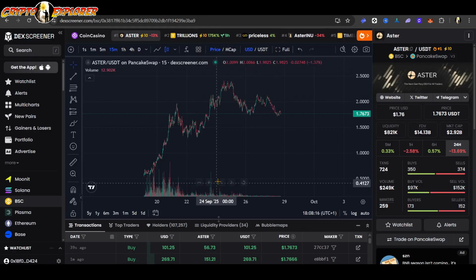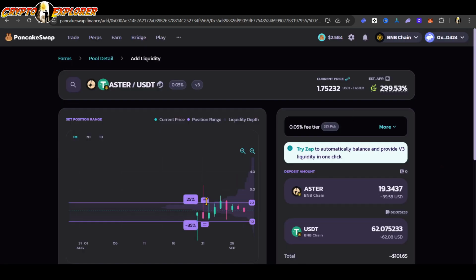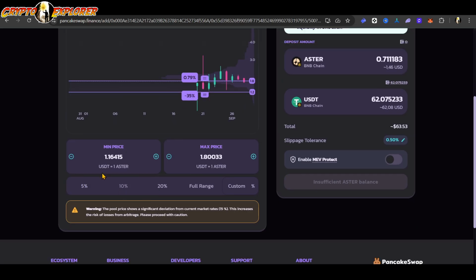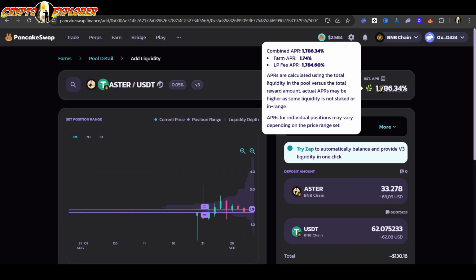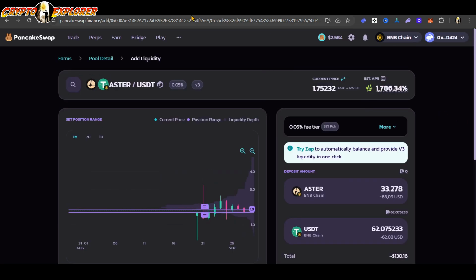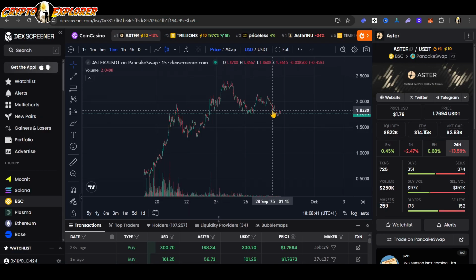Now optimally, what you want to do is have a wide enough range that will catch all of this volatility. It can be quite tempting to set up a very tight range that will have an insane APR. So for example, if we go with 5.5, overall 10%, you see it goes up to 4 digits APR. But the downside of that is that you will lose most of this volume, most of this volatility.